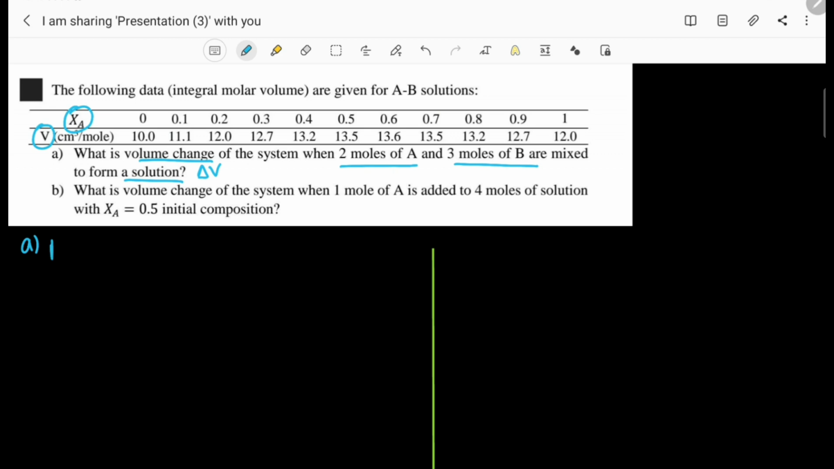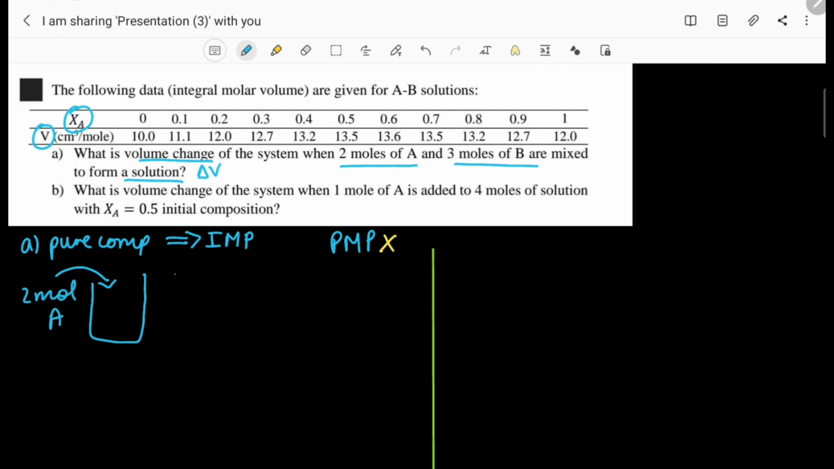So the first thing that we should realize is that whenever pure components are mixed together to form a solution, we can only use integral molar properties. We cannot use partial molar properties in that situation because A, we've not been given partial molar properties over here, and B, partial molar properties can only be used when you're adding a component to a large amount of solution. Over here we're making only a small amount of solution. This can be seen as we're adding 2 moles of A and 3 moles of B to form 5 moles of AB solution.